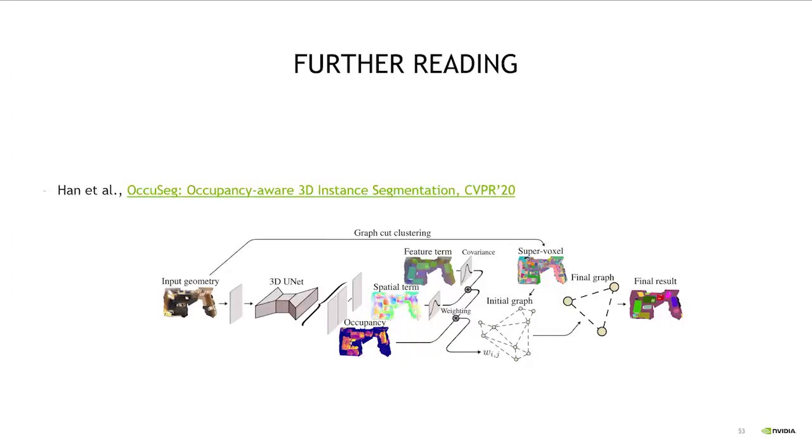There are many follow-up papers on this subject, and one paper, OccuSeg, published in CVPR 2020, extended this semantic segmentation to panoptic segmentation and incorporated instance segmentation into one framework. It uses a sparse tensor 3D U-Net for accurate feature extraction and combined it with the supervoxel segmentation to achieve the state-of-the-art instance and semantic segmentation performance in one framework.